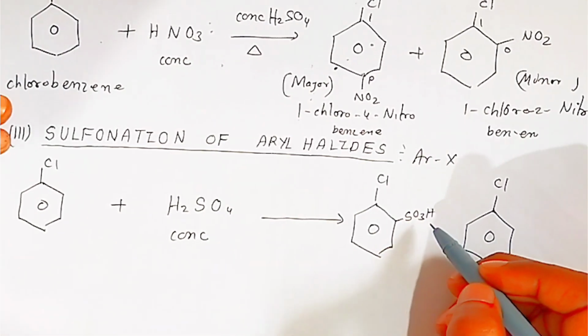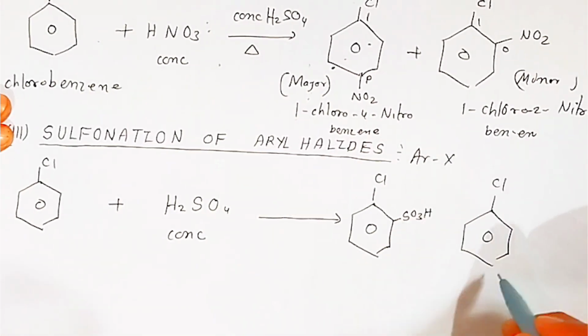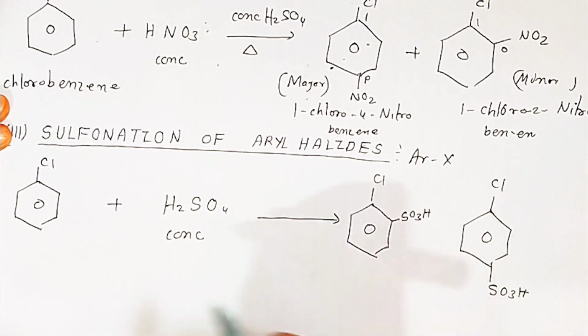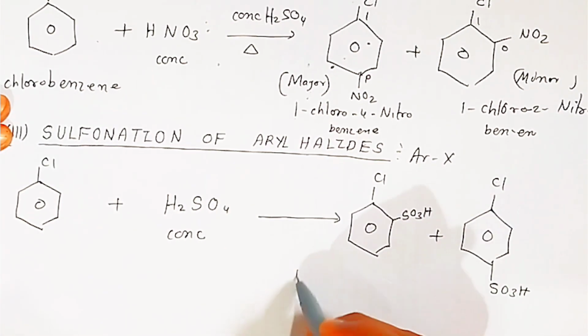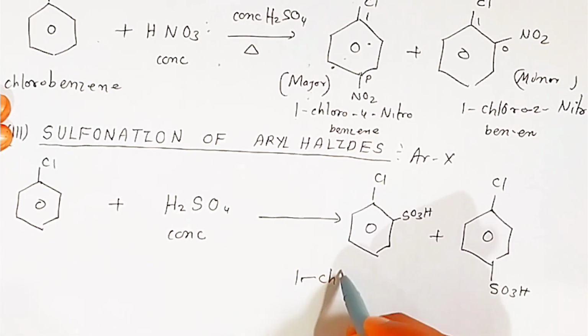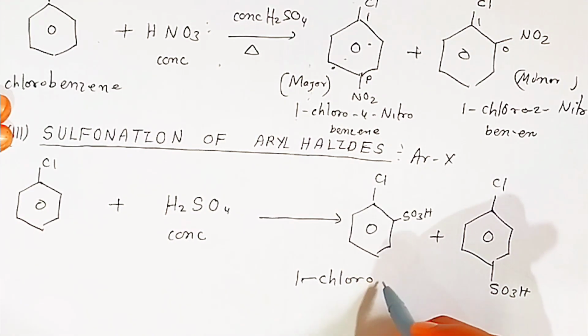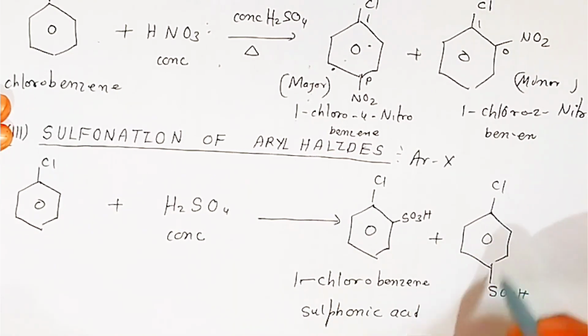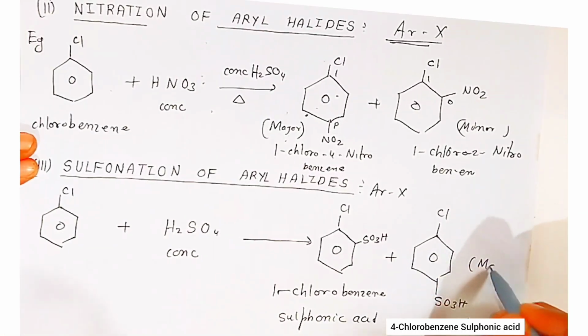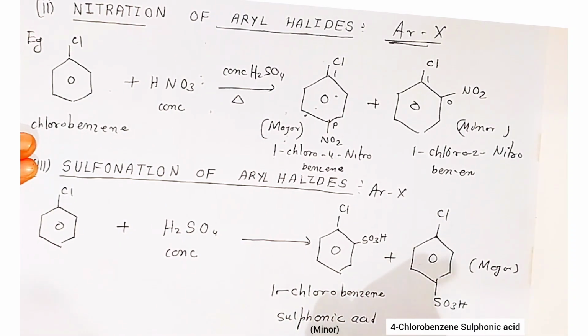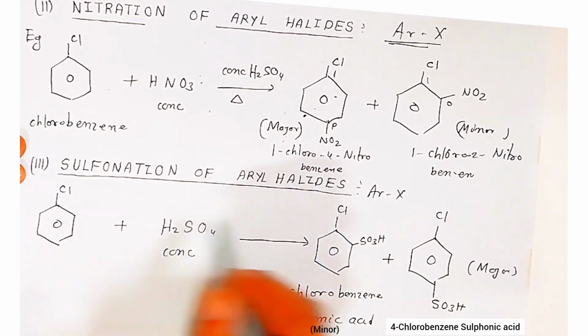This is the sulfonyl group, students. Now it is going to attach to the ortho position, and here it will attach to SO3H. So this will be the 1-chlorobenzene sulfonic acid, and this is the opposite direction, students. This will be the major product and this will be the minor. Understanding this way, you can do the sulfonation of aryl halide.